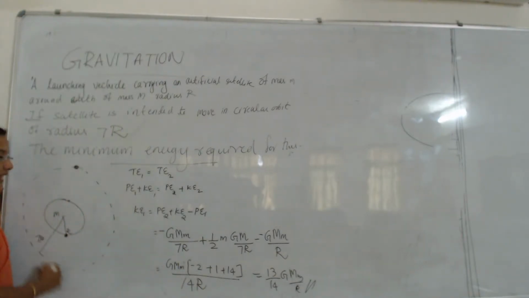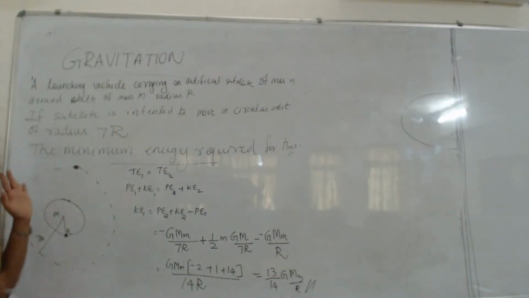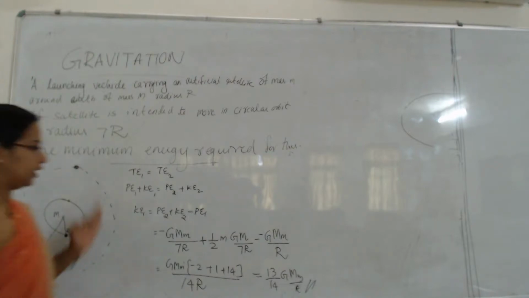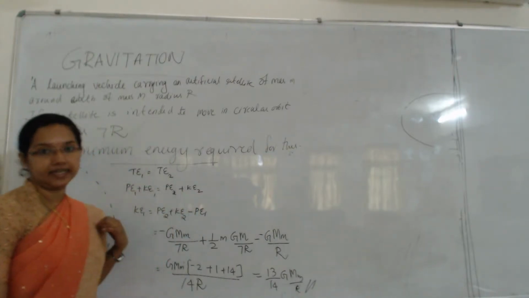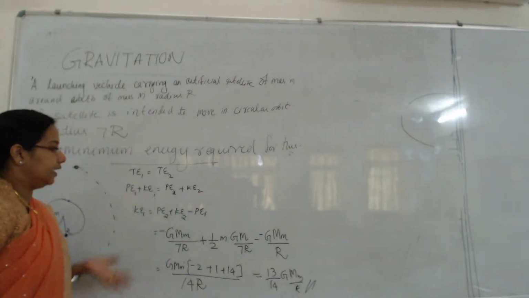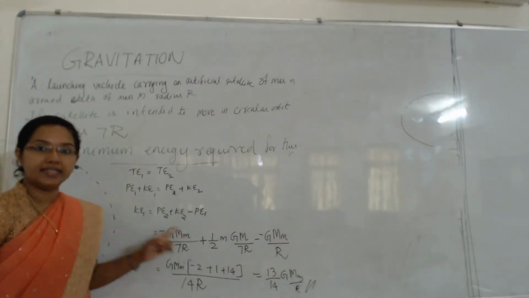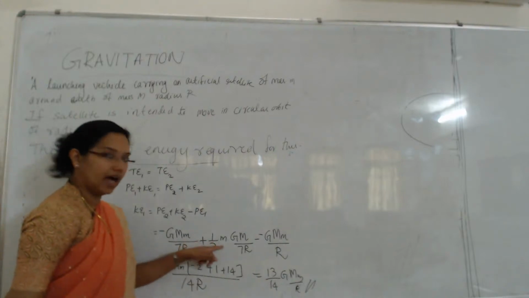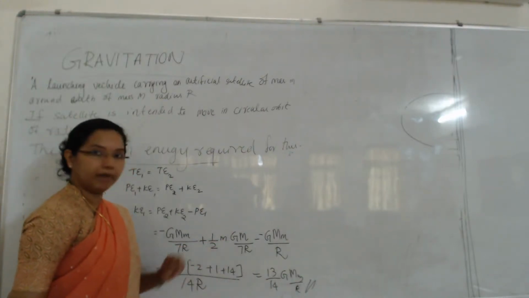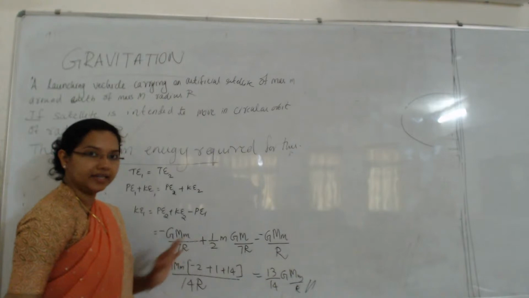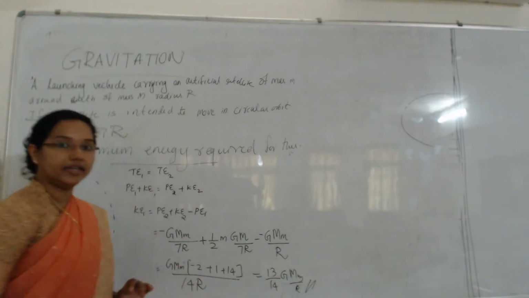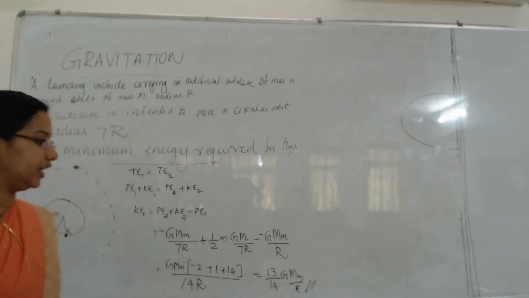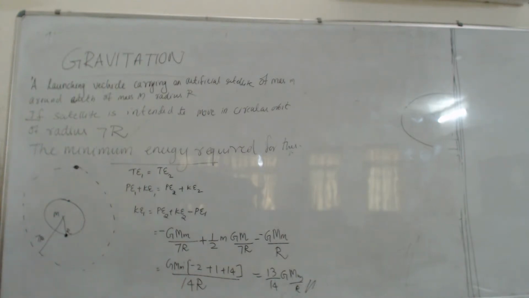Then, when it reaches an orbit of 7R and they told that at that point it is revolving, that's why I took both potential energy and kinetic energy. Then, potential energy at this point is minus GMm by 7R. Kinetic energy we can write as half m into GM by 7R. Minus of minus GMm by R. We solved it and we got 13 by 14 GMm by R. Next.